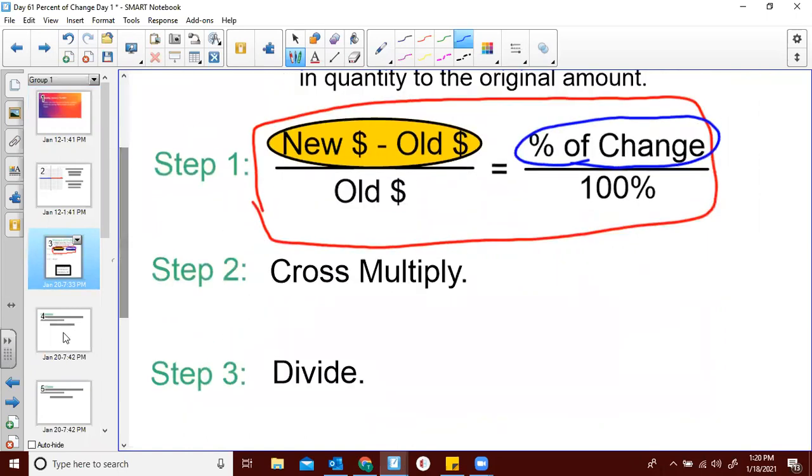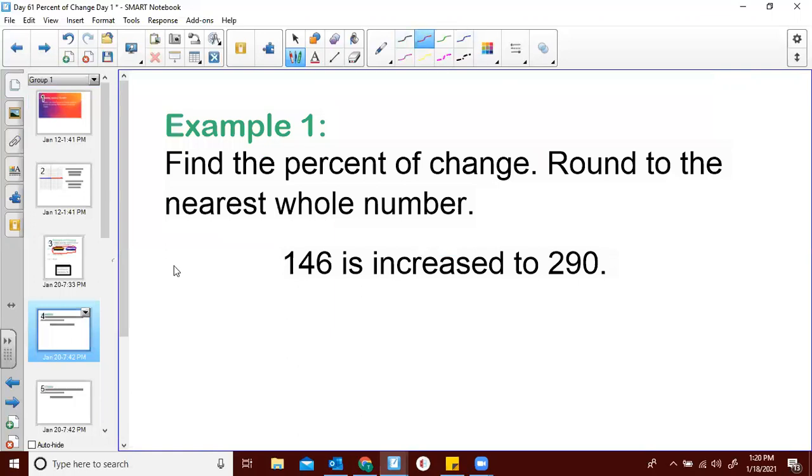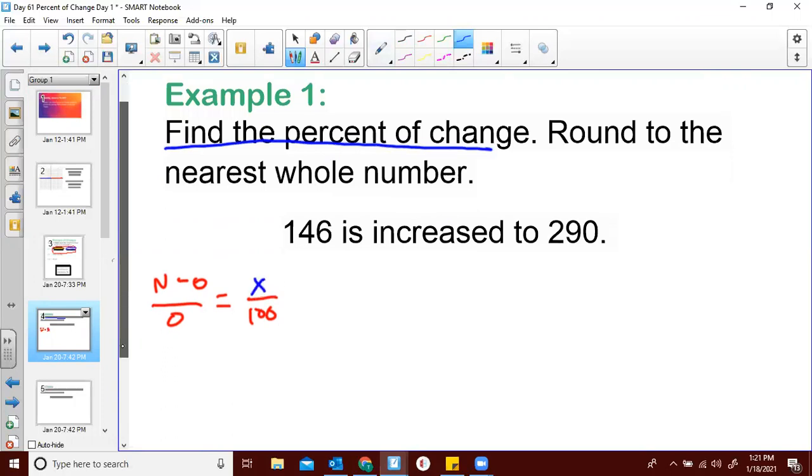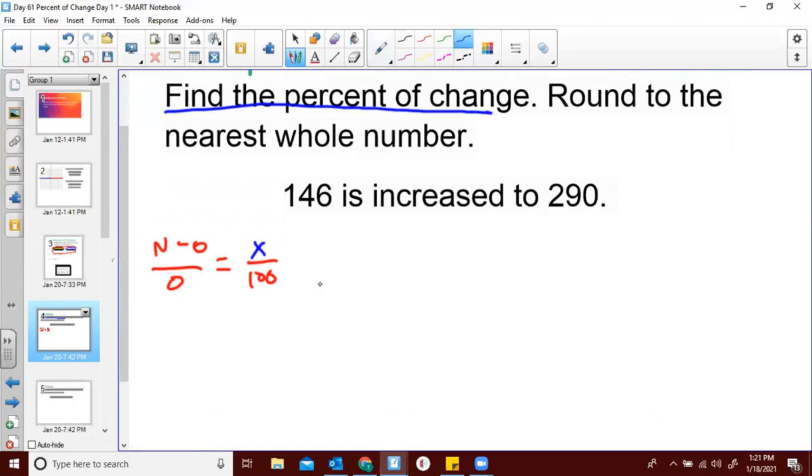I'll show you a couple of examples, but we definitely want to memorize this formula. I'm going to write it out here as n minus o over o, so new minus old, and that's going to equal our percent, which is what we're looking for, over 100. Notice the question says find the percent of change, so that tells me right away that I'm looking for this percent. That's how all of these problems are going to work.